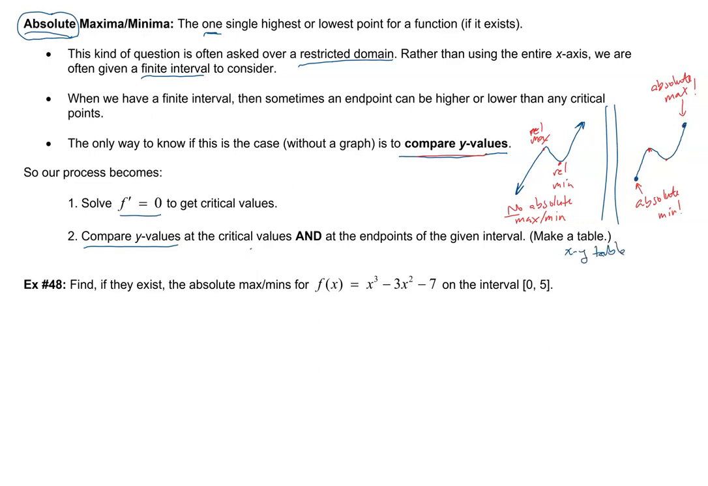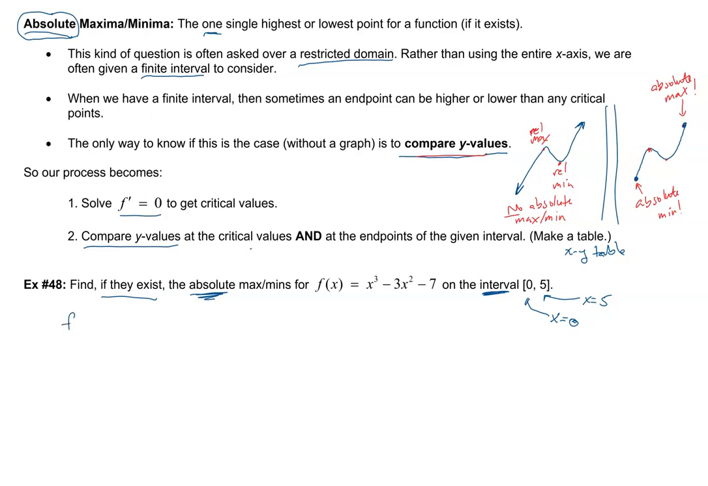So here's an easier example, and then we'll do a harder example, and then one more example to hopefully wrap up. So number 48, find, if they exist, the absolute max and mins for this function f of x equals x cubed minus 3x squared minus 7 on the interval 0 to 5. So remember, this is telling us that x equals 0 is our left endpoint, and then x equals 5 is the right endpoint. We're going to start at 0, end at 5, not consider anything past that.